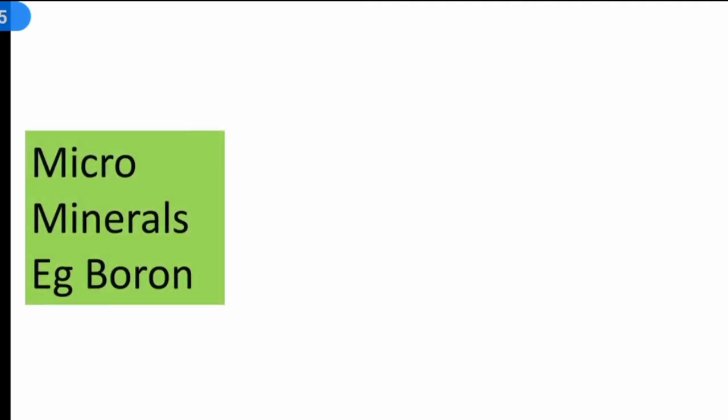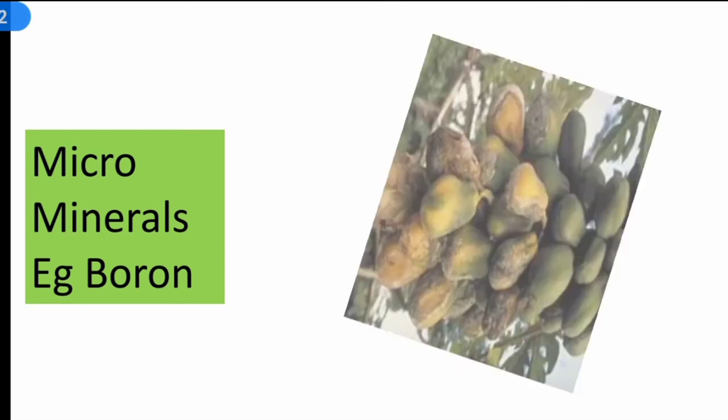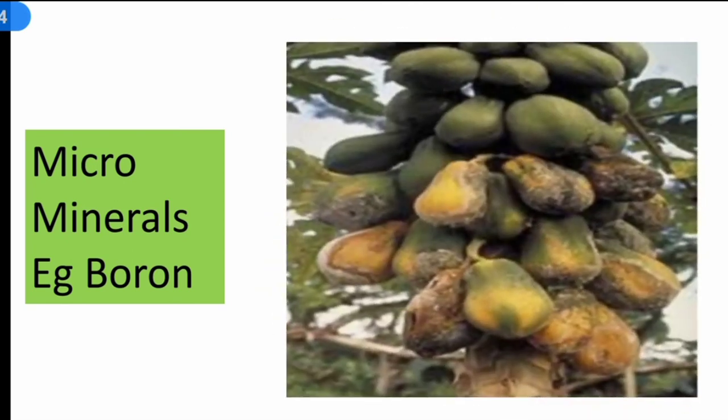Finally, I want to show you, let's look at the micro, because we have been looking at the macro elements. Well, let's go again to look at the micro minerals. Example, boron. The last one I'm going to show in terms of the nutrients. Here we have a plant. This is a pawpaw plant, and you can see the fruit. It has already affected the fruit of this pawpaw plant.